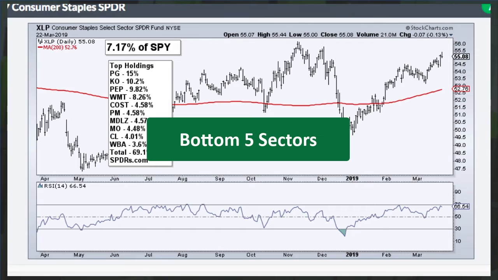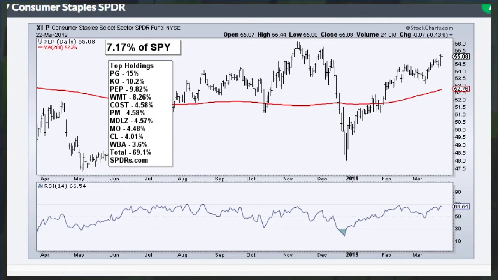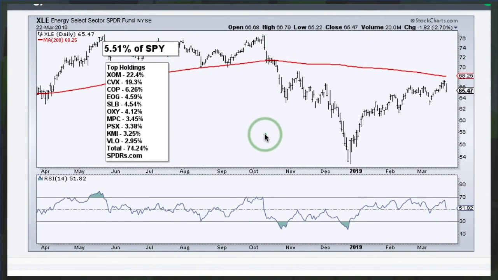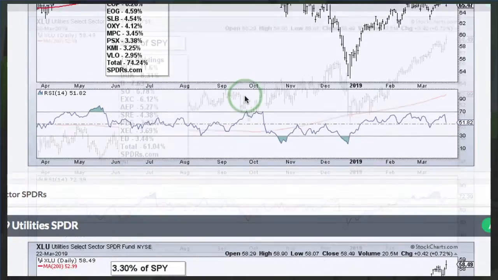So briefly, these other 5 sectors, you can see that the top holdings in XLP are Procter & Gamble, Coke, Pepsi, and Walmart. So those 4 stocks account for over 40% of the ETF. Then we look at energy, and we can see that ExxonMobil and Chevron account for over 40% of the ETF. They are clearly the big drivers there.